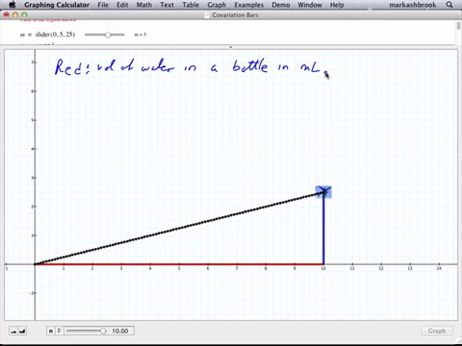And then the blue quantity, because of the bottle, is determined. It's determined by how much water we put in, right? Because that bottle is a fixed thing. Okay, so it's determined, and we want the blue quantity to be the height of water in the bottle, in centimeters.